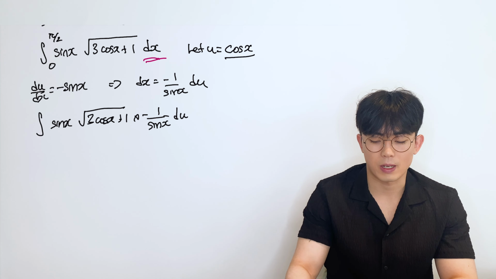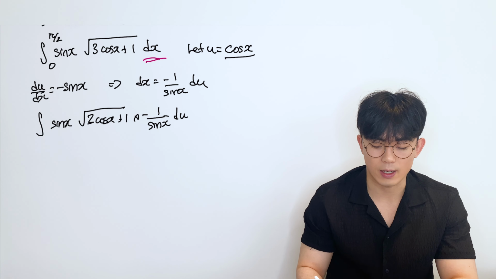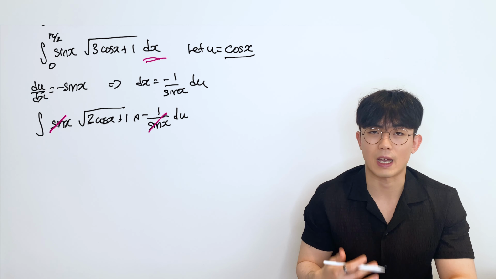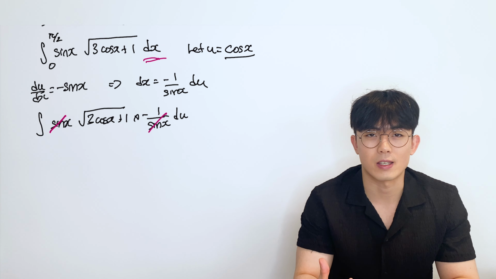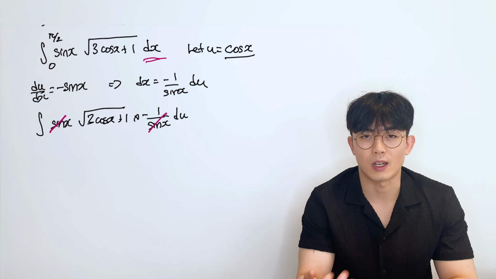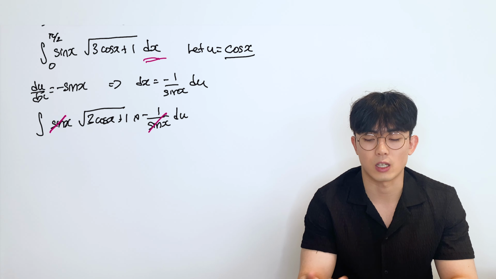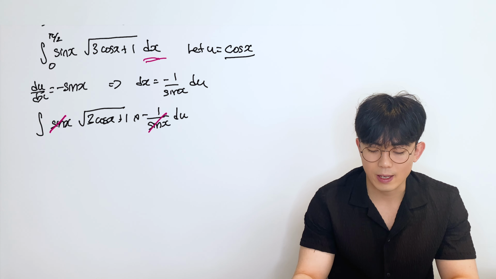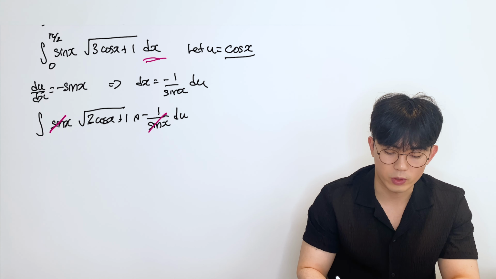Now this is why I replaced this dx first, because as you can see now, this sine x here and this sine x here will cancel out. This doesn't happen in all cases, but it does happen in a fair few questions. So this just makes our lives a bit easier when we have to replace the rest in terms of u. So once they cancel out, then I just replace the rest in terms of u, as we just said.